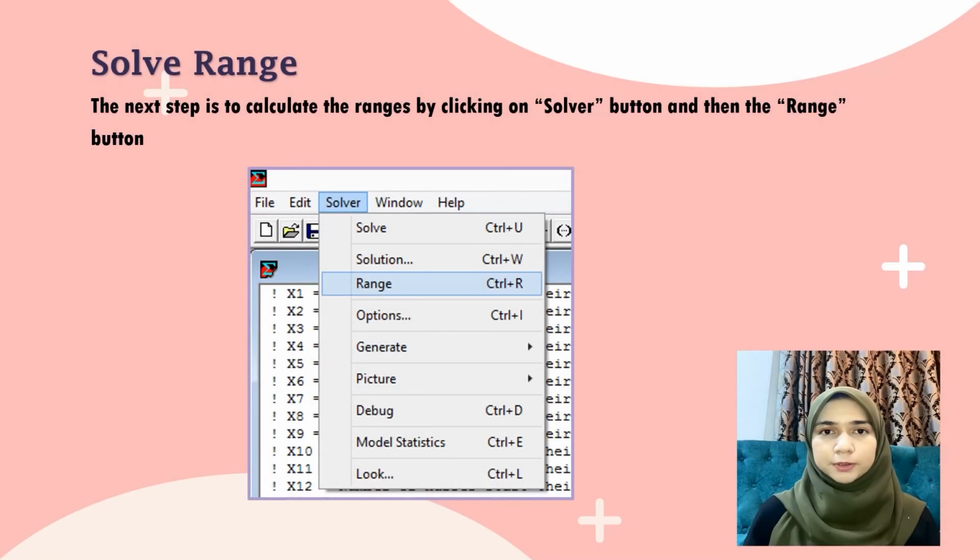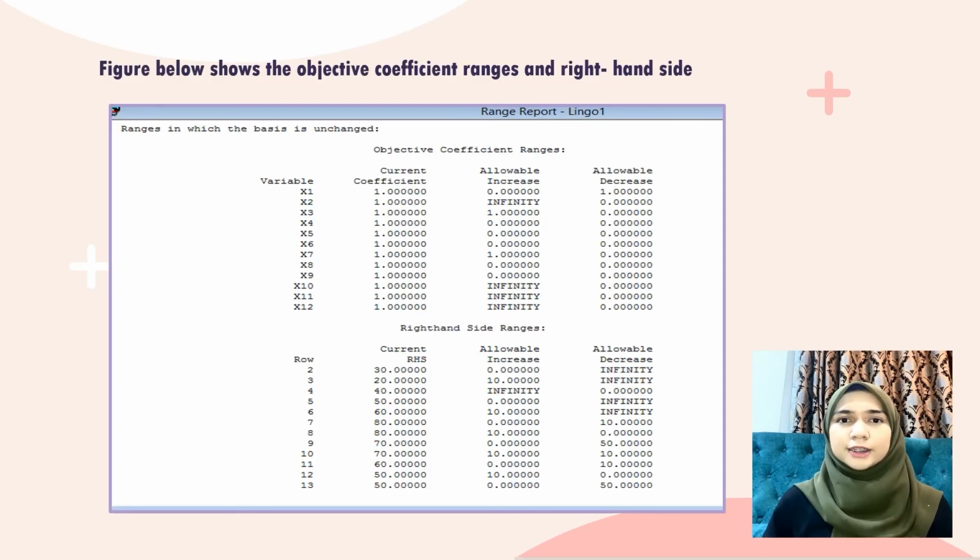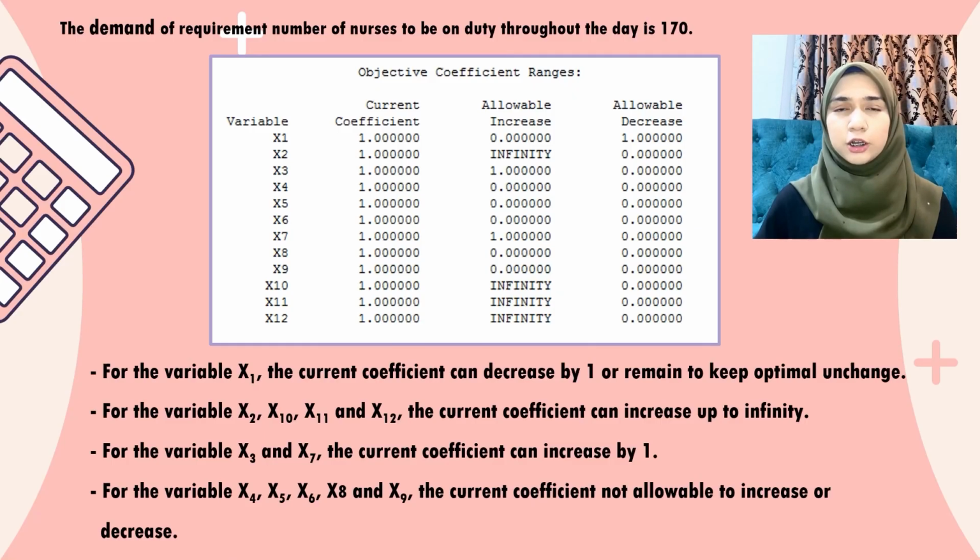Most LP programs will optionally supplement the solution report with a range or sensitivity analysis report. To get the sensitivity analysis report, click Solver and then click the Range button. And we will get the sensitivity report, which has the objective coefficient range and right-hand side range. Again, we find two sections. The first one is for variables and the second for rows or constraints. In general, if the objective function coefficient of a single variable is changed within the range specified, then the optimal values of the decision variables, x1 to x12 in this case, will not change.